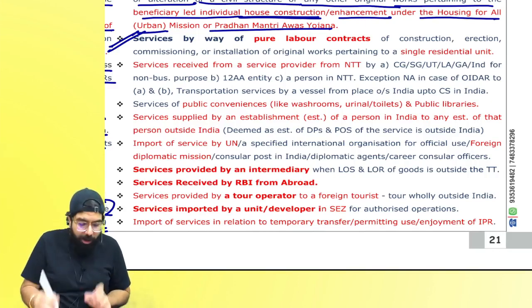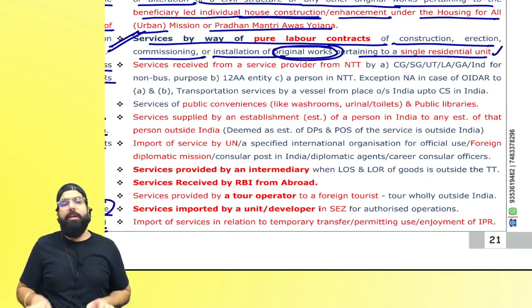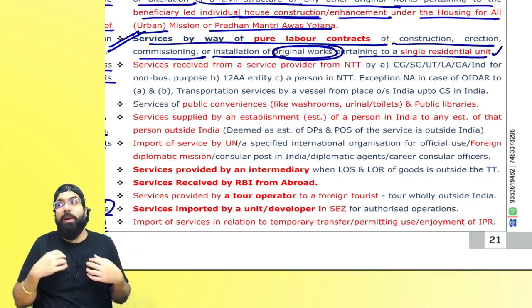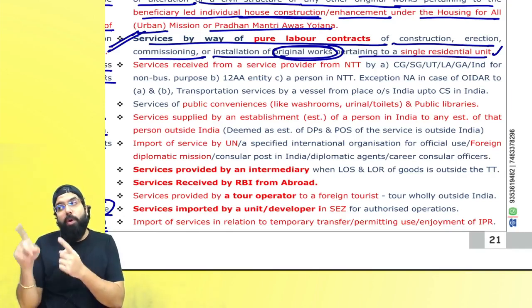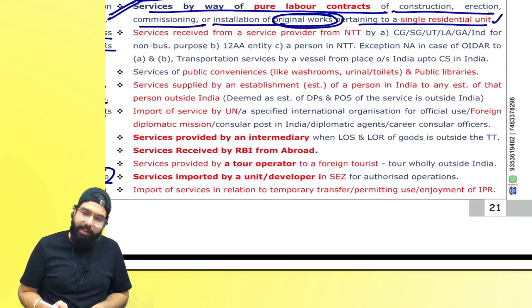Remember one thing, a pure labor contract for construction, erection, commissioning or installation of original work only relating to a single residential unit shall be exempted. So if somebody provides me a pure labor contract for repairing my home, that will always be taxable, because only original work has been exempted if it is provided for a single residential unit.